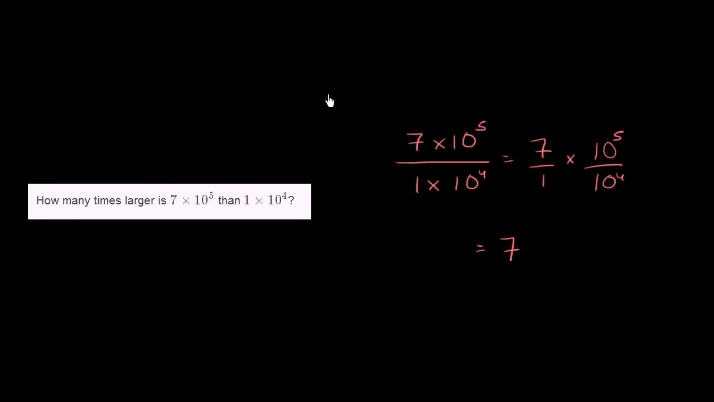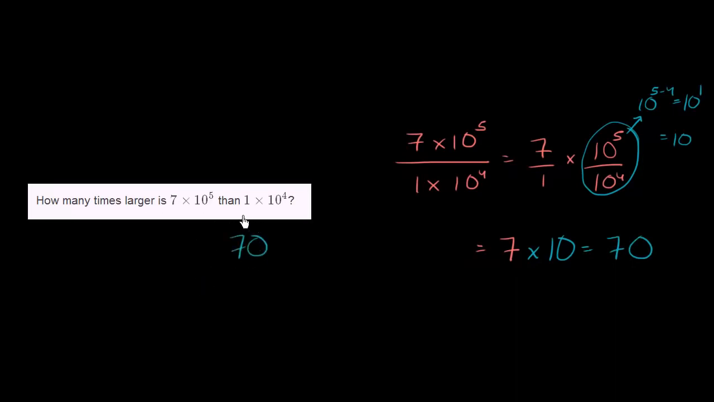So all of this business is going to simplify to 10 to the first, or I could actually write it this way. This would be the same thing as 10 to the 5 minus 4, which is equal to 10 to the 1, which is just equal to 10. So this is 7 times 10, which is equal to 70. So 7 times 10 to the 5th is 70 times larger than 1 times 10 to the 4th.